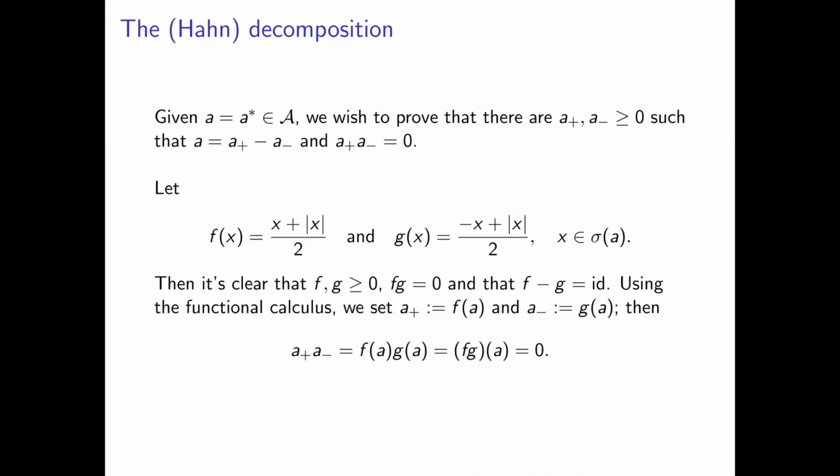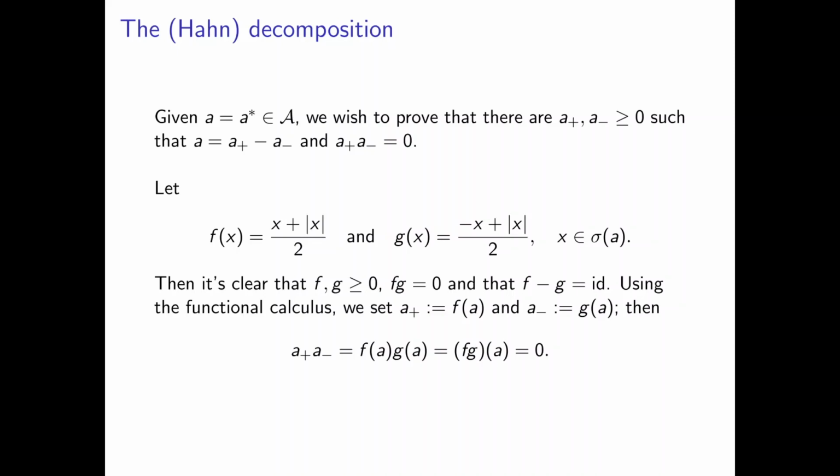And thus, using the functional calculus, we set a plus equal to f of a, and a minus to be equal to g of a. And then, of course, a is just equal to f of a minus g of a, because f minus g is the identity function. And then we also see that a plus times a minus is just f of a times g of a, which is f times g of a, which is 0. Really simple stuff when we have the functional calculus.